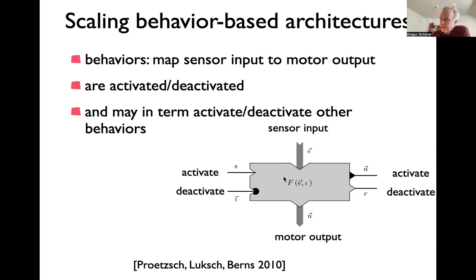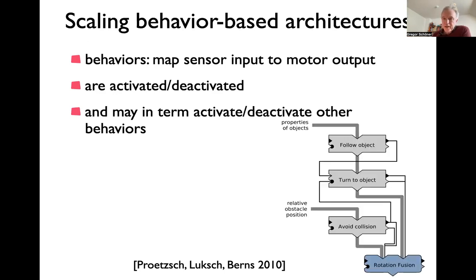And then on the other hand, these behaviors can be activated or deactivated. Essentially, there is a button for activating it and a button for deactivating it. And these behaviors themselves can also activate other behaviors or deactivate other behaviors. That's the mathematical framing. And then you can build architectures from that.